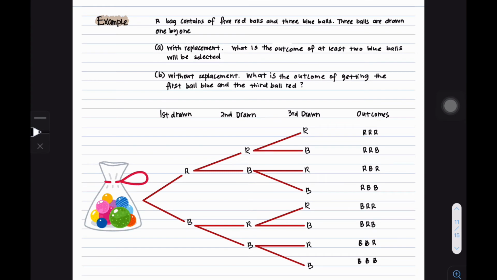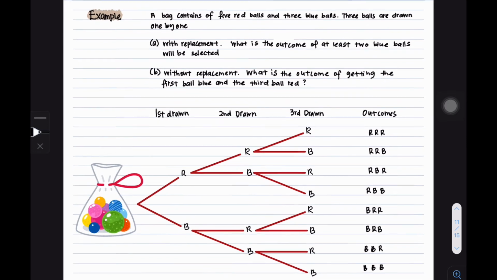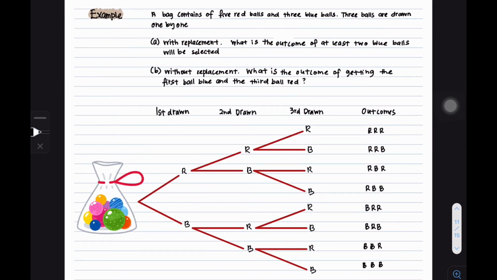Okay, let's see the first example here. So a bag contain of 5 red balls and 3 blue balls. Okay, so ada satu bag ni dia ada 5 red balls and 3 blue balls.